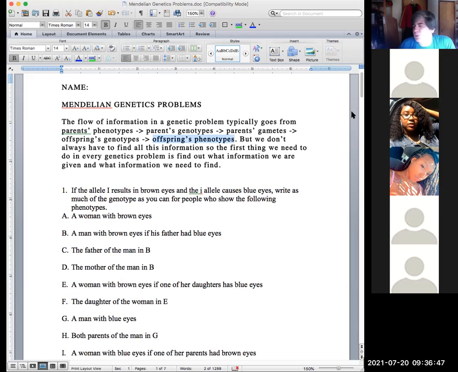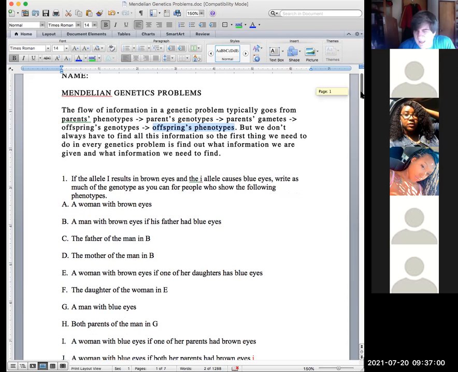But it's like all problems, just like problems in a math class or anything else. We always want to think about what information we're given at the beginning and what information we're being asked to find.